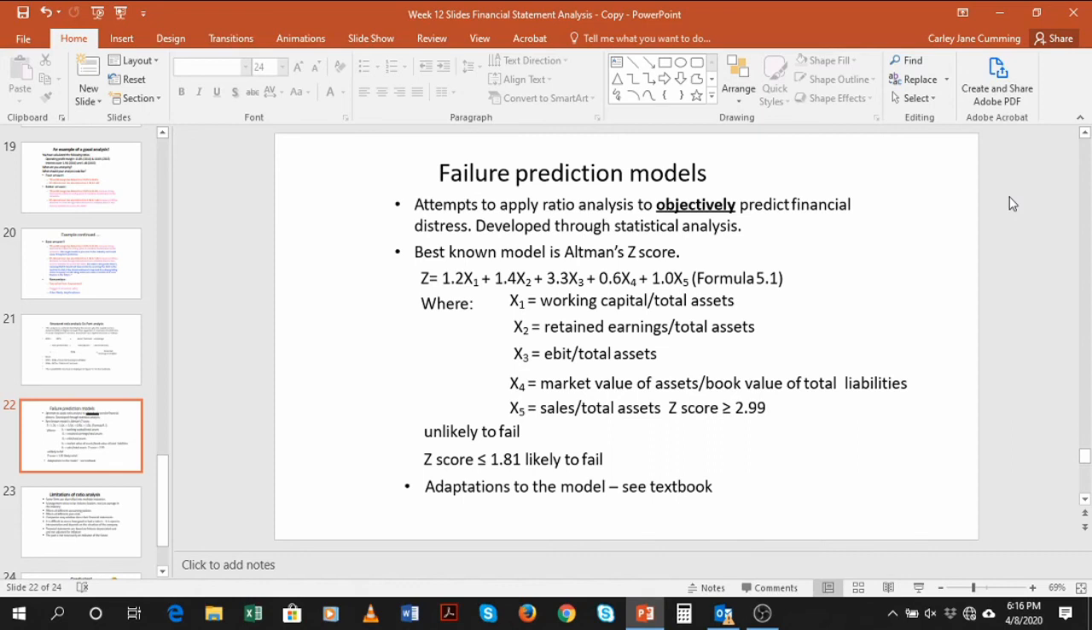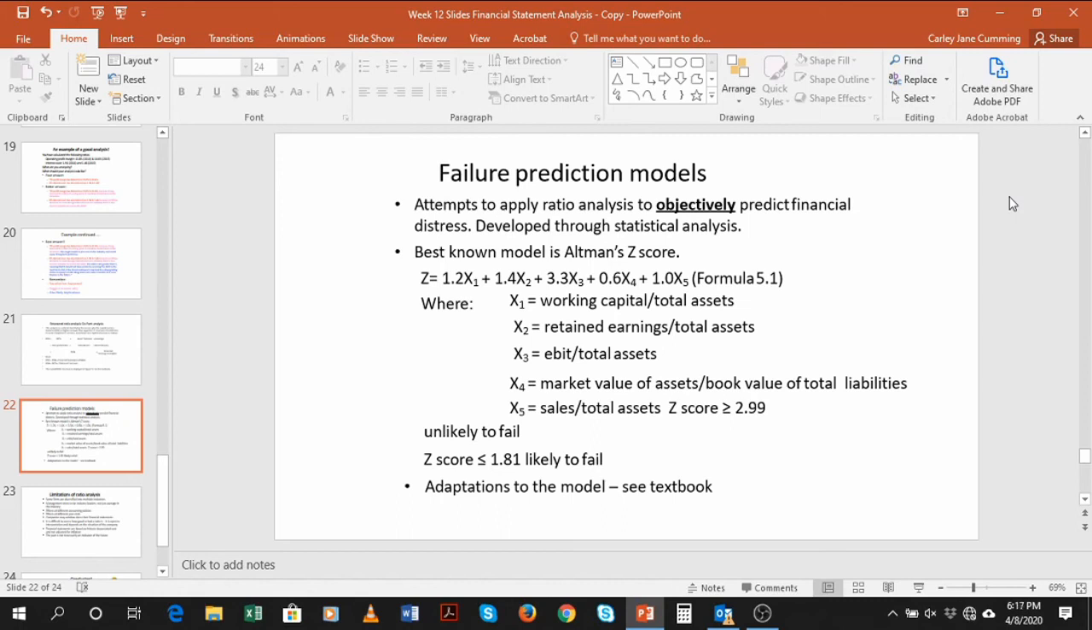And the best way we can do this is through an objective failure prediction model. The ratios we calculated previously are subject to subjectivity, and this comes from the analyst performing the analysis. So if we use an objective failure prediction model, it will result in a more objective assessment. So there are various failure prediction models, and these allow a statistical analysis. One of the best known models is the Altman Z-score.